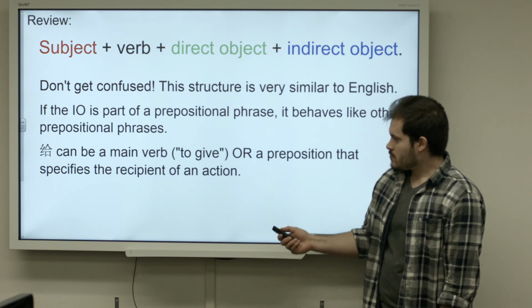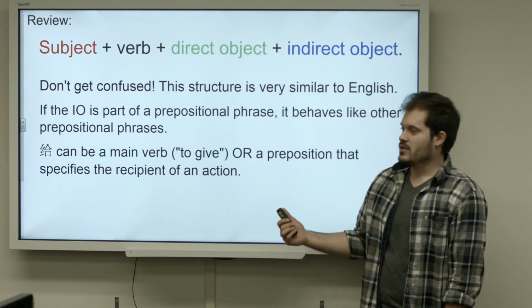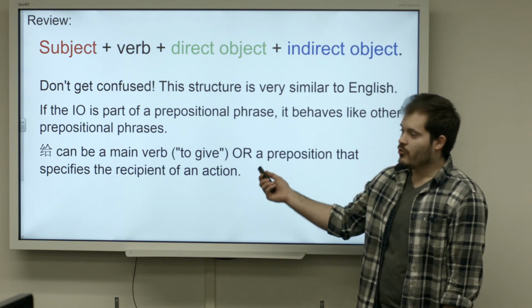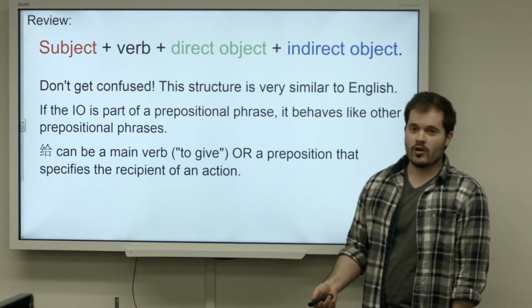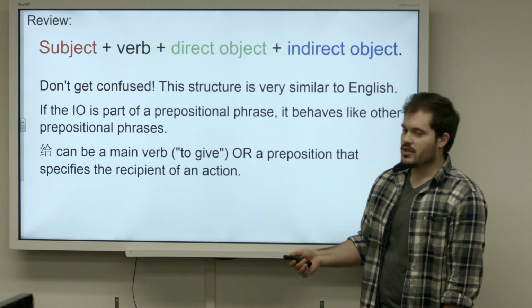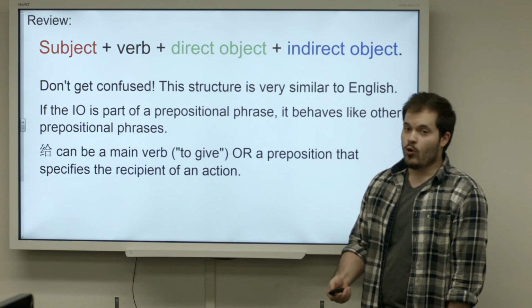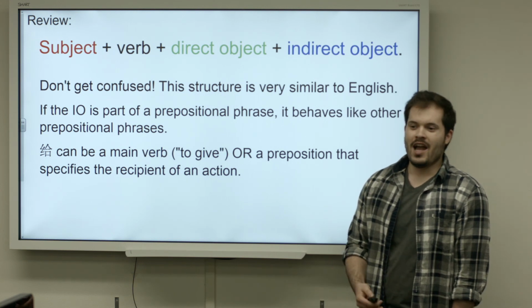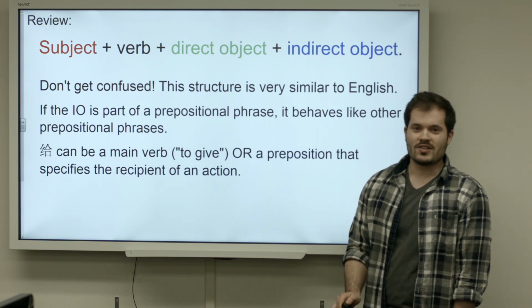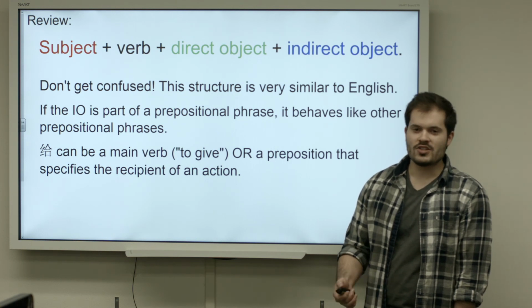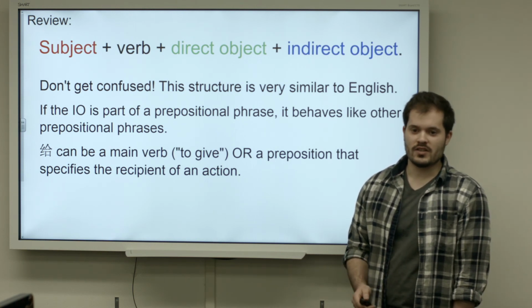But the point is, you also don't want to get confused. This is super similar to English. Remember that prepositional phrases behave the same way wherever they are, whether it contains an indirect object or not. And remember that 给 can be a main verb or a preposition. So I hope I didn't confuse you. I hope this clarified things up a little bit, and I hope you guys will be able to pay closer attention to some of these fine details.